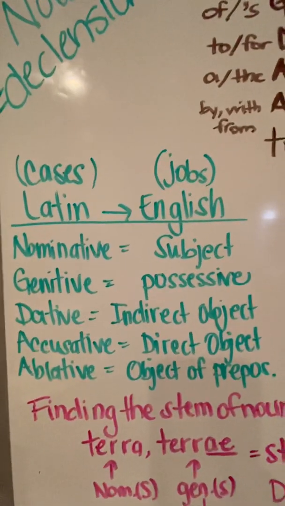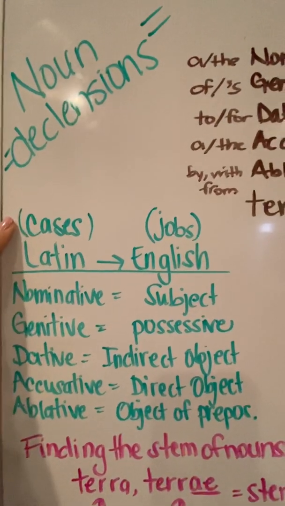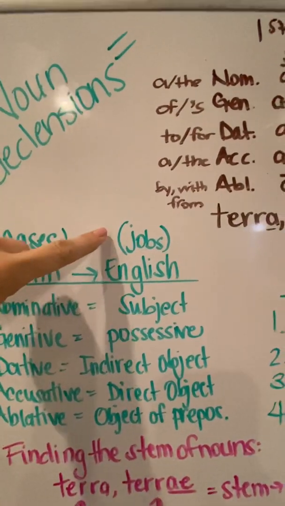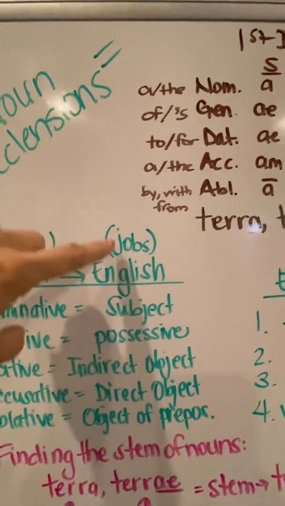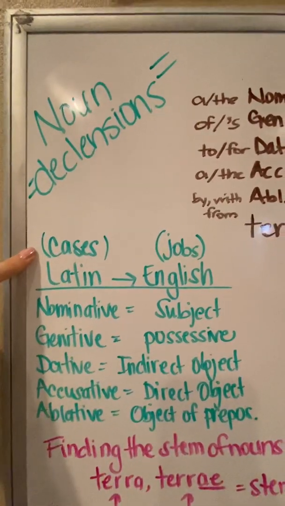So what I want to show you, and maybe I'll start down here, is that there are just basic cases in Latin, okay? And the cases really are what we would in English call the jobs. It's sort of what the word is doing in the sentence in English. In Latin, they call that the case, what job it holds, okay?